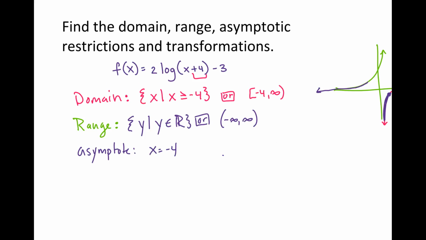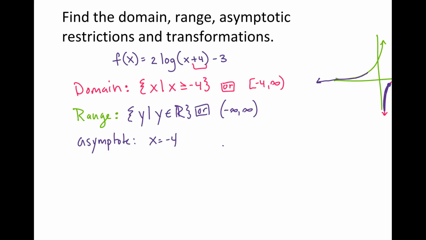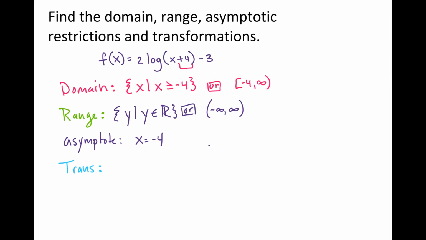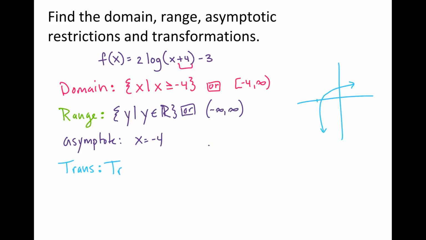And then what transformations occurred? Where did this graph move? Left 4, down 3, stretched by 2. Translated left 4, down 3, and vertically stretched by 2.